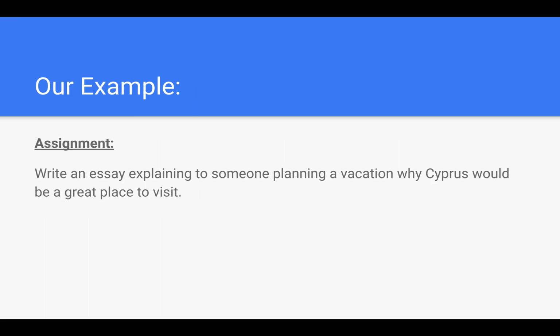So I thought instead of doing a full example, I would just take maybe a writing assignment from a social studies class or something, or just any writing assignment. So if you're given this, write an essay explaining to someone planning a vacation why Cyprus would be a great place to visit. Right? Easy thing to write about. We know about Cyprus. Obviously, you could find a lot of information on the web. So we'll just think of doing this assignment.